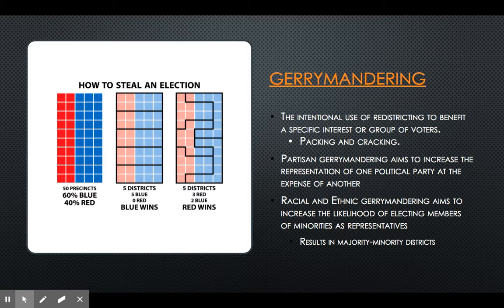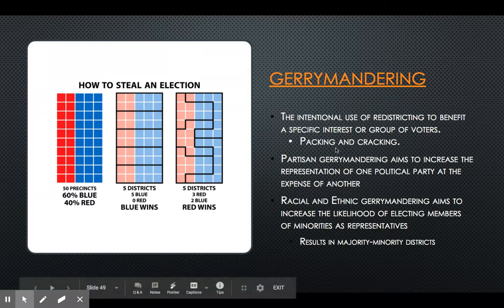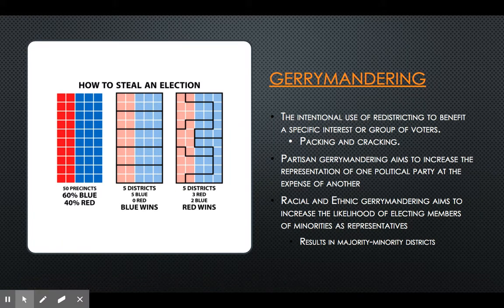Gerrymandering is defined as the intentional use of redistricting to benefit a specific interest or group of voters. And it can be broken down as packing and cracking. Packing is the process of creating districts that include a large proportion of opposition voters, limiting their voting power by concentrating them in a small number of districts. Cracking, on the other hand, is the process of spreading opposition voters among many districts and preventing them from having a majority in any of them.